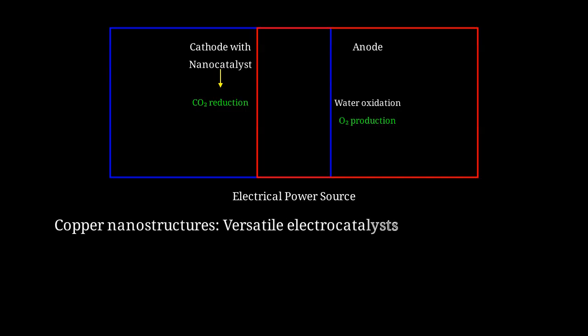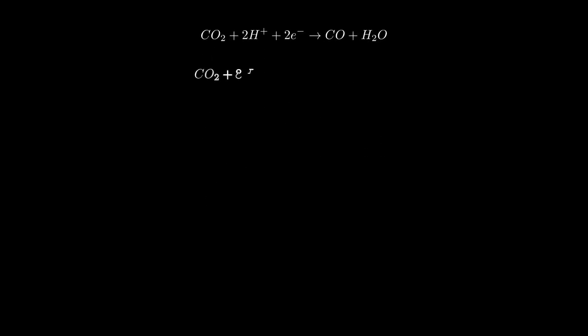Copper nanostructures are particularly versatile electrocatalysts. Depending on their nanoscale structure, they can produce carbon monoxide, formic acid, methane, ethylene, or even ethanol from carbon dioxide. For carbon monoxide, carbon dioxide plus 2 protons plus 2 electrons yields carbon monoxide and water. For methane, carbon dioxide plus 8 protons plus 8 electrons yields methane and water. The challenge is selectivity control. With so many possible products, how do we ensure we get the desired one? This is where precise nanostructure engineering becomes critical.